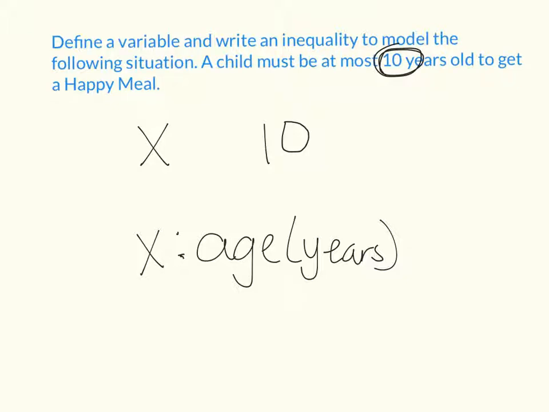When we're writing inequalities, remember that the less than side shows the small side, and the greater than side shows the large side. So 10 is going to be the biggest number, and they can also be 10, so I'm going to put an equal. So it'd be x is less than or equal to 10. So you must be less than or equal to 10 years old to have a Happy Meal.